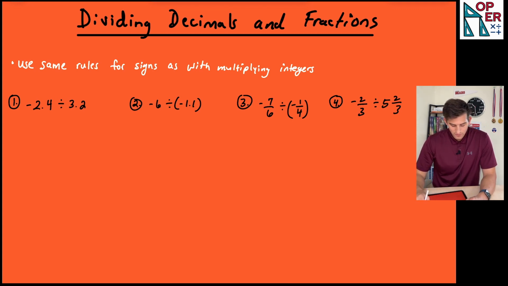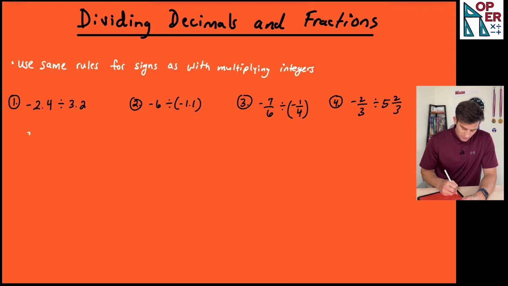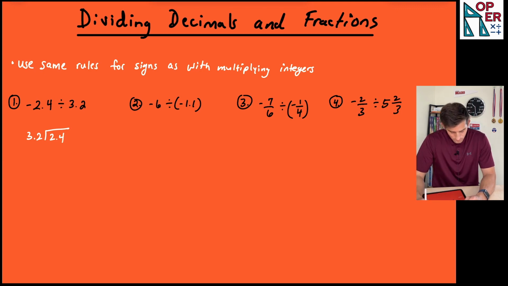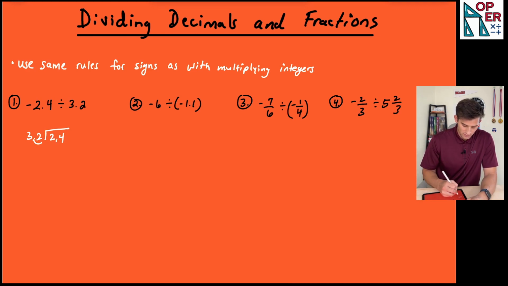We have negative 2.4 divided by 3.2. So I know my answer should be negative, so let's just do our long division as if these numbers were positive and make sure our answer is negative at the end, okay? So we're going to do 2.4 divided by 3.2. So when I'm doing my long division, it would look something like this. And now we know that our 3.2, that needs to be a whole number. So let's move the decimal once to the right. We need to also move the decimal once to the right in 2.4. So now we've got 32 and we've got 24, okay?